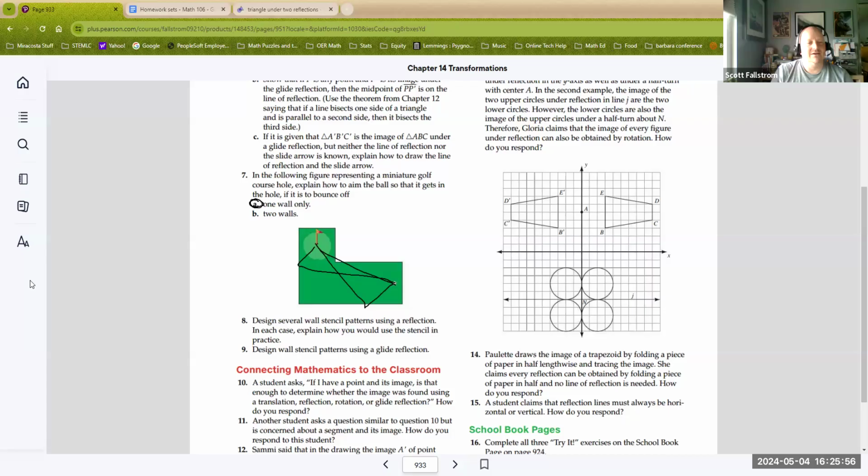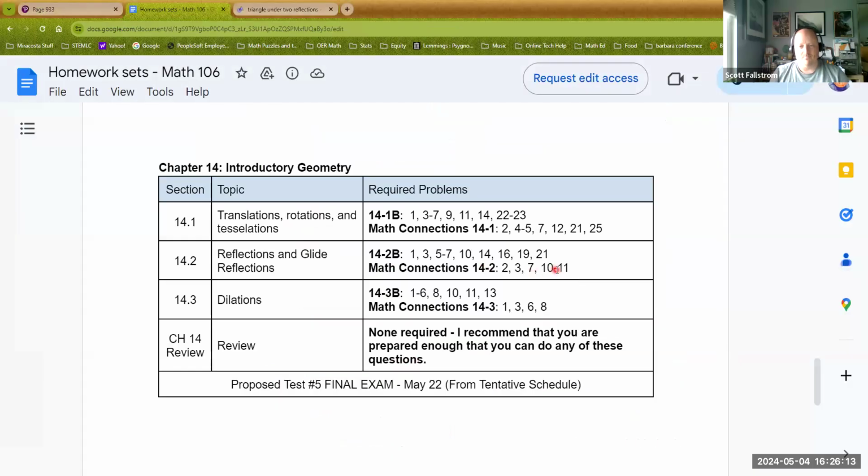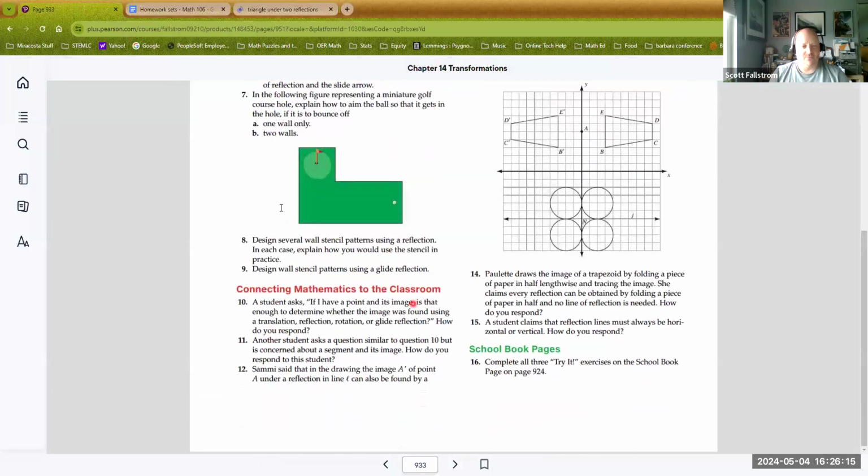And then, how would you do it if you had to bounce off 2 walls? Where would you hit, and why does that make it work? Love it. If you thought the pool one was awesome, this one is even better. Question number 7, a true winner in my mind. And we'll go to 10 and 11 as the last 2.